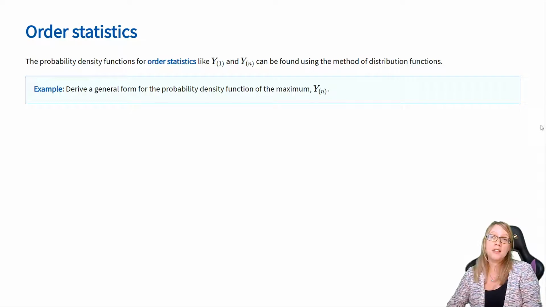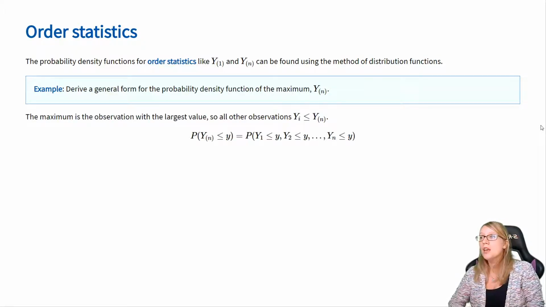Now, we can actually find the PDF for these order statistics using the method of distribution functions. So let's step through how we might find a PDF in general for the maximum of a sample, y sub n. The maximum is the largest of all of the other observations. So what that means is that every other yi, by necessity, must be less than or equal to the maximum, yn. So the probability that the maximum is less than or equal to some value y is actually the probability that all observations are less than or equal to that value y.